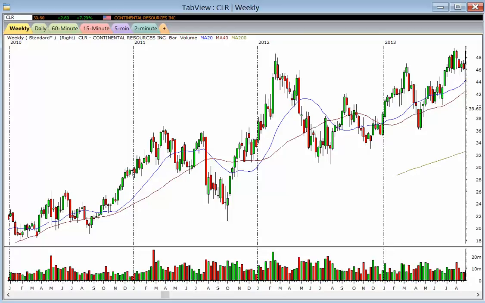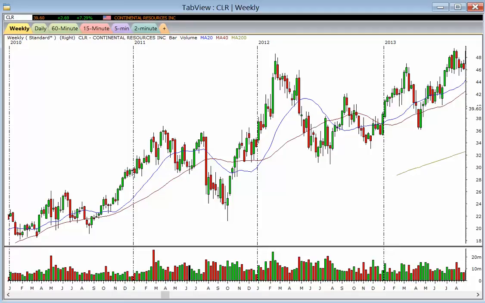Longer term meaning holding at least one night overnight, if not multiple days, even a couple of weeks, few weeks, if not longer. Okay, so this is an example of the weekly chart of CLR. And as I mentioned, we're going to talk about a few things here, building off what we learned last time: trail stops, how trail stops work, bar by bar and pivots.